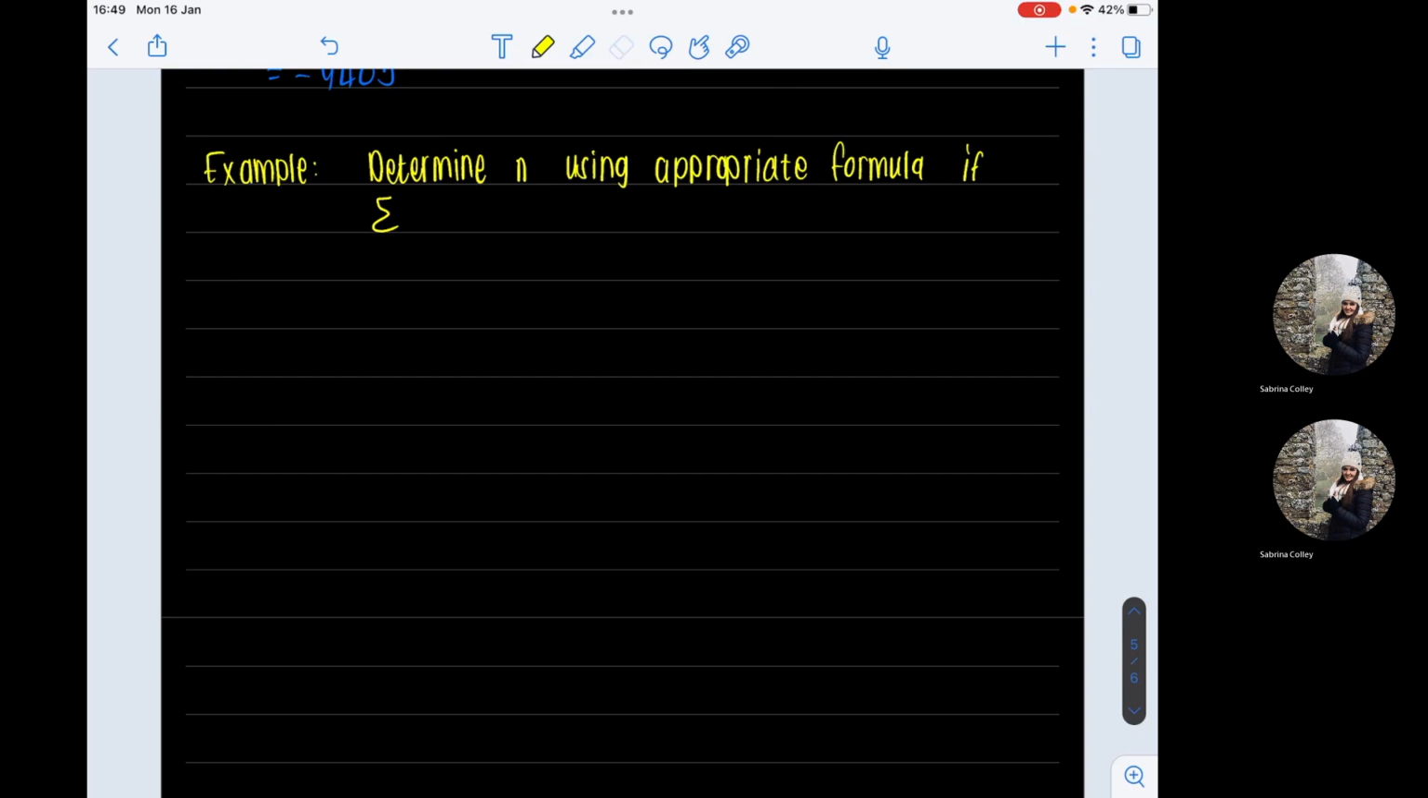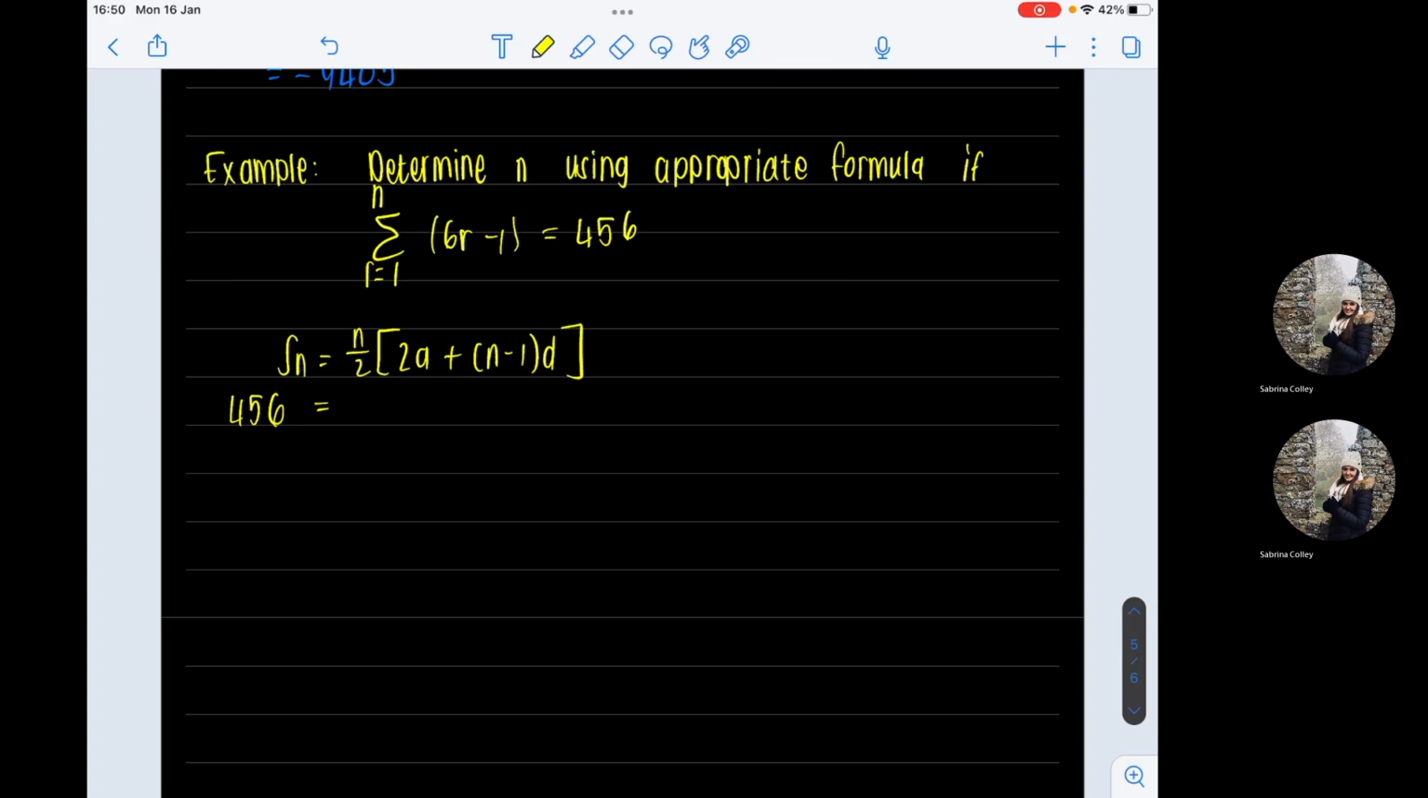If we've got sigma notation, for r equals 1 to n, so we're starting at 1. We're not sure what our last term will be. That's what we're working out for this arithmetic sequence right here. And they say that the answer, if we had to add up those terms, would give us 456, right? So let's see. If we've got Sn is equal to n over 2 times 2a plus n minus 1 d. We know the sum of those terms will give us 456, so the whole thing will equal 456.